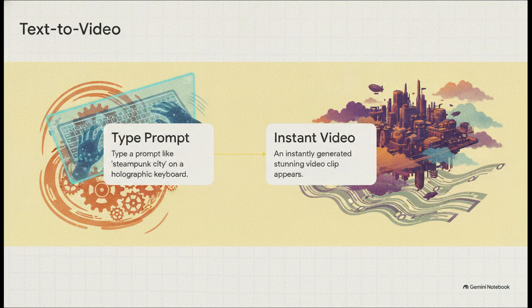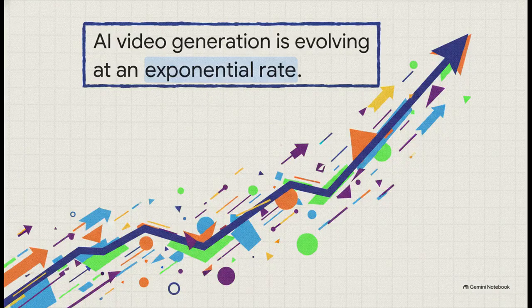According to the text, the new workflow is just incredibly fast. Step 1, you type a simple prompt, something crazy like a steampunk city in the clouds. And in the futuristic vision from our source, you're typing this on a holographic keyboard. Step 2, boom, an instantly generated, stunningly detailed video clip of that exact steampunk city just appears. There's no 3D modeling, no rigging characters, no spending hours tweaking manual lighting setups. It's just a perfectly smooth transition directly from a text prompt to a fully realized cinematic video clip in literally seconds.